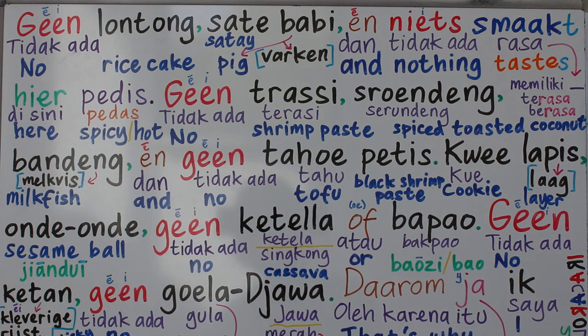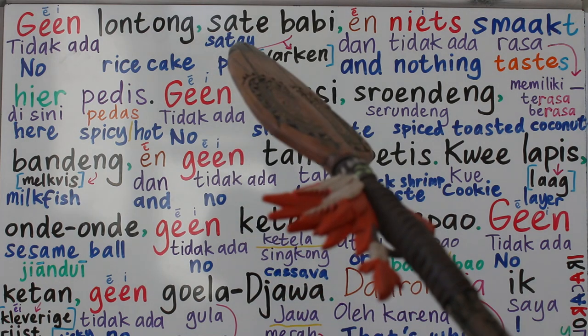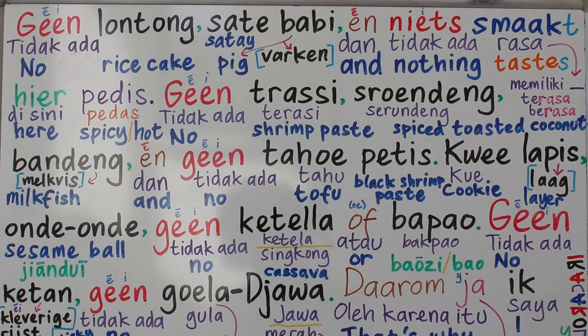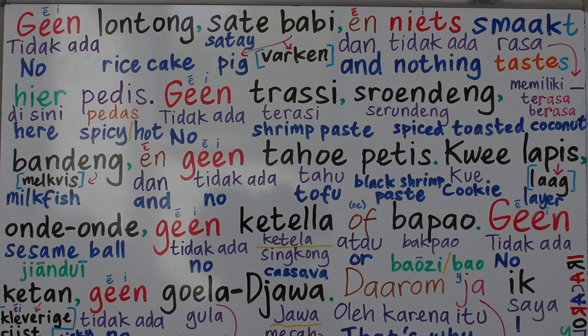Lontong. And then sate babi. Sate is satay or sate. Babi is pig. In Indonesian, whether you want to say it as pig, as animal, or as pork, you say it with babi.